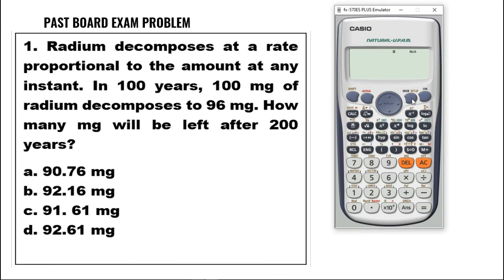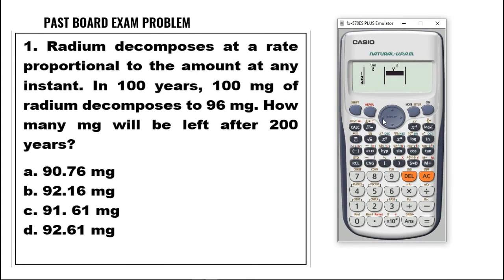Then, let's go to mode stat. So, mode stat, 3. Then, for logarithm or exponential, we use 5. Now, what is x? Our x here, guys, is the time and our y is the amount of material. In our problem, radium decomposes at a rate proportional to the amount at any instant. In 100 years, 100 milligrams of radium decomposes to 96 milligrams.